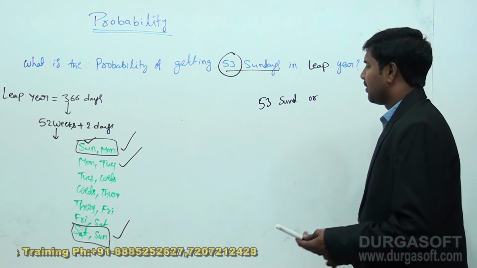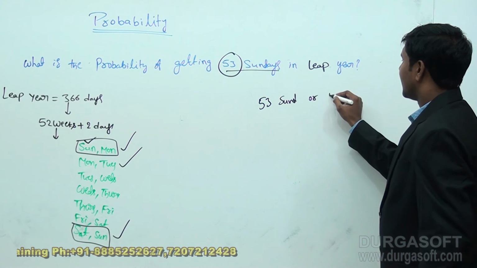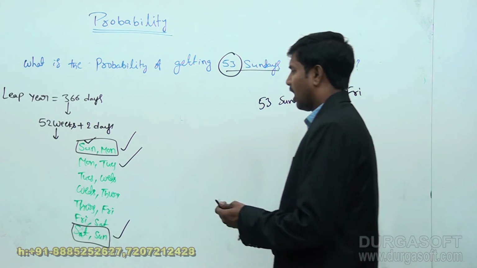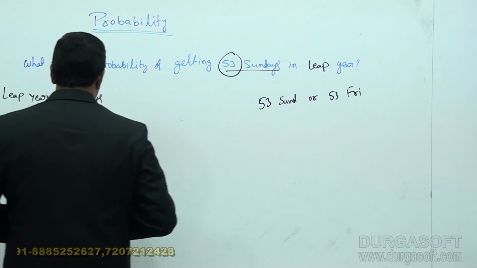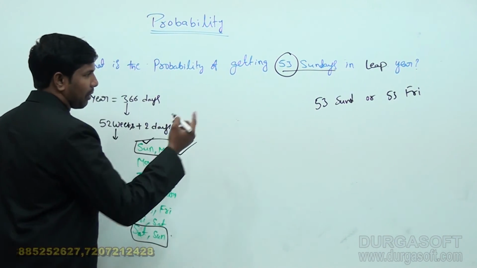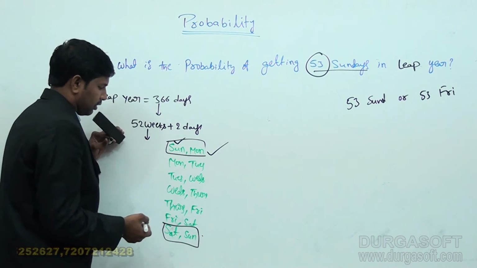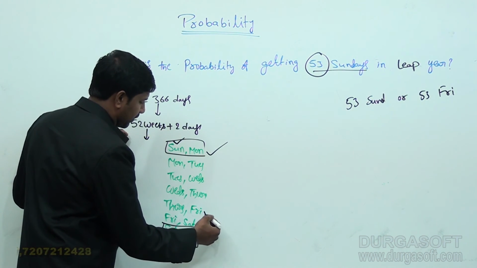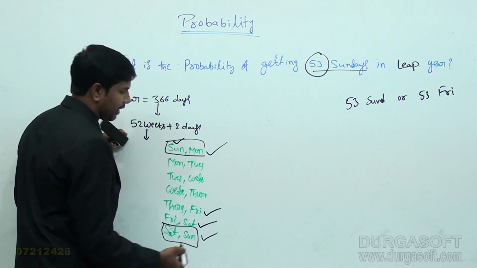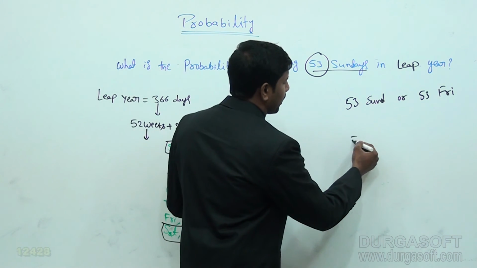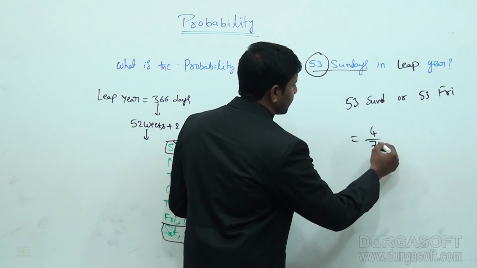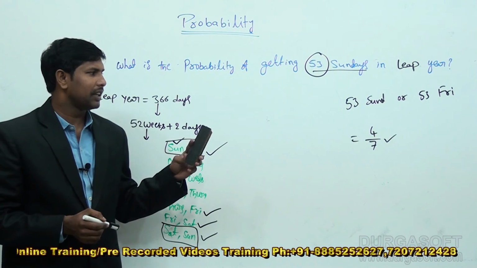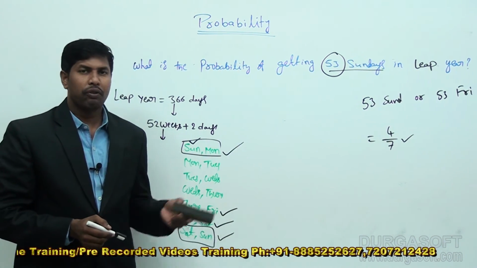Suppose my value is 53 Sundays or 53 Fridays. Now let's see how many chances I am having. You can consider this because I am getting Sunday. If I am asking for a Friday, I can consider this, even this one, and again for Sunday. So here totally I am having 4 chances out of 7. So the probability of getting 53 Sundays or 53 Fridays is equal to 4 by 7.